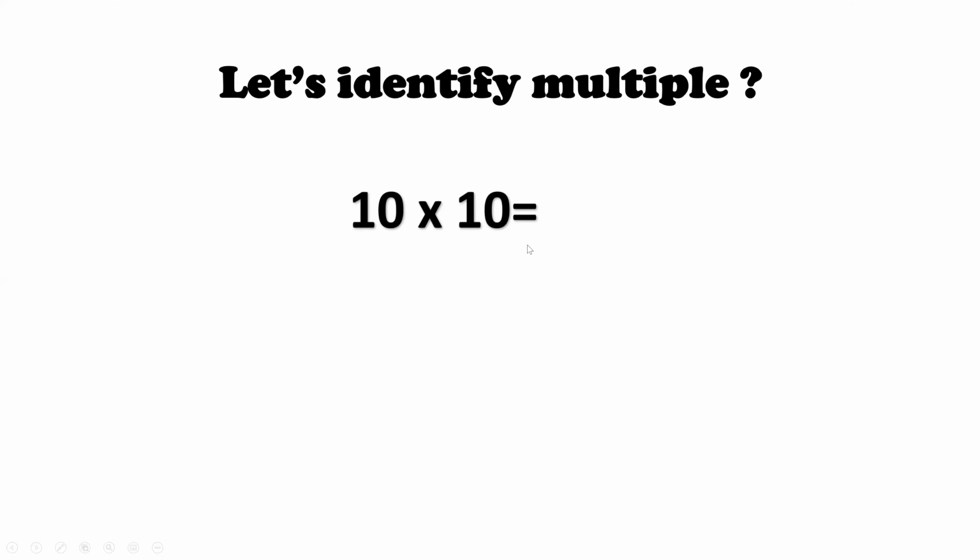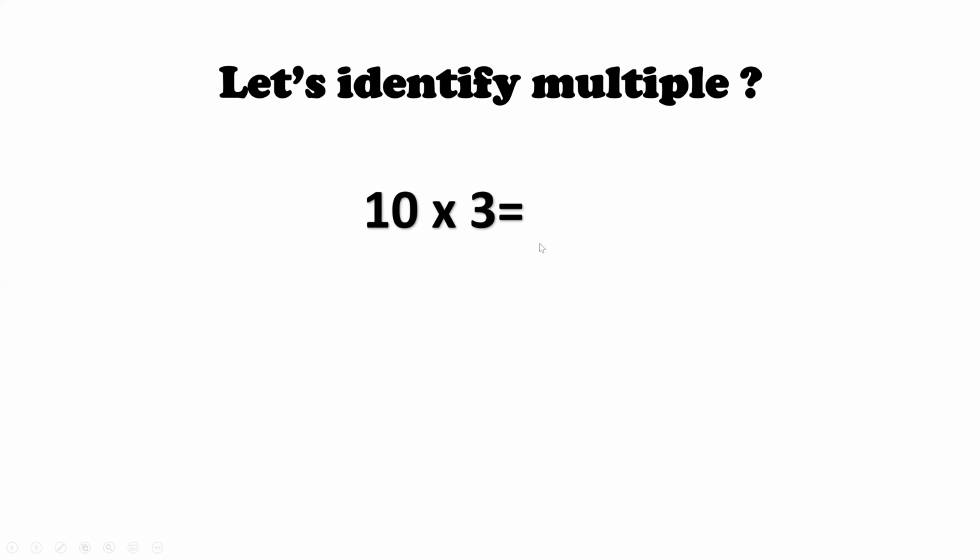10 times 10 equals. You can definitely solve this problem. I know it looks hard, but you can do it. Solve the problem and give it a try. Was your answer 100? Amazing. 10 times 10 equals 100. 100 is a multiple of 10.